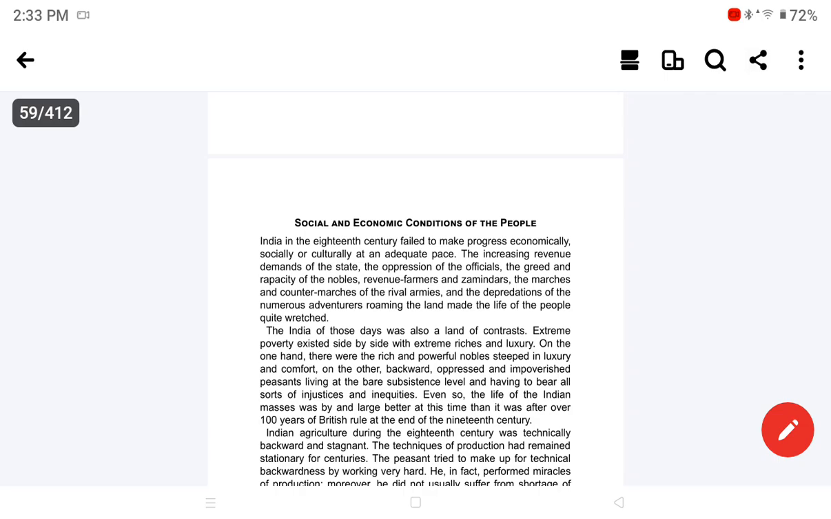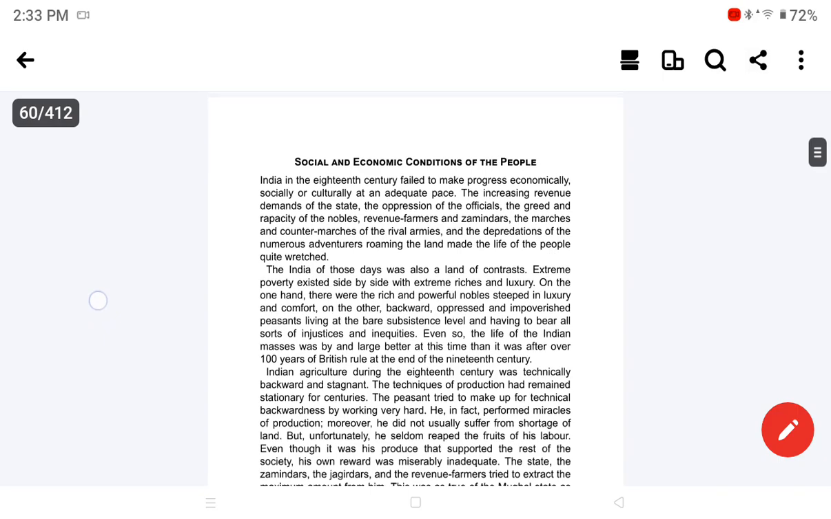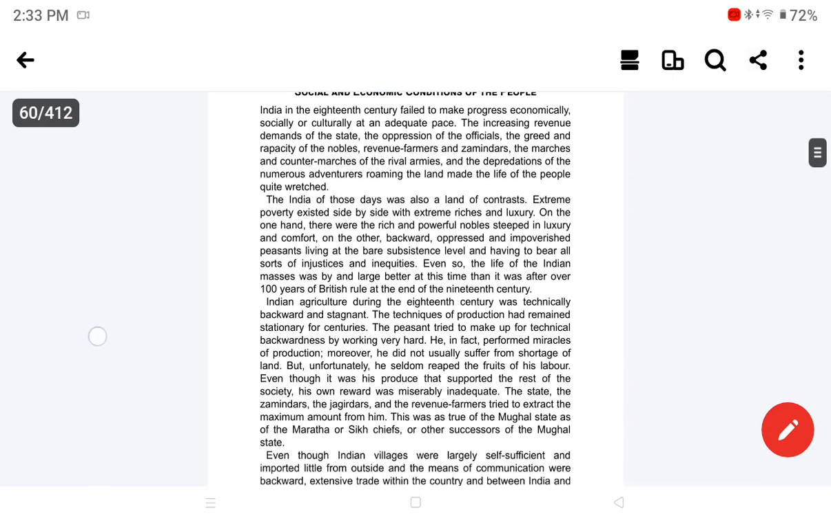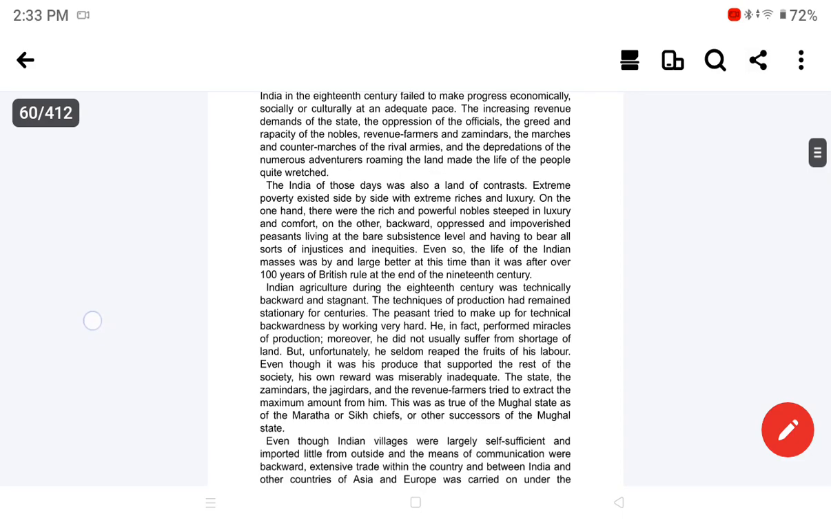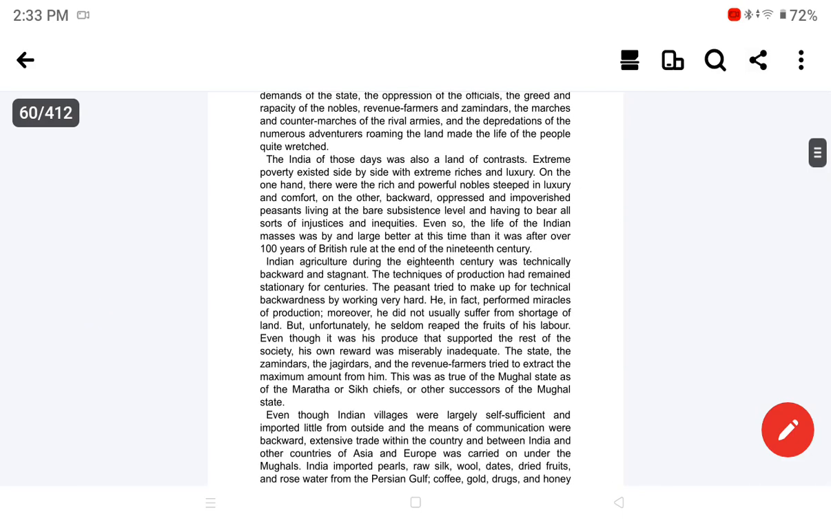India in the 18th century failed to make progress economically, socially, or culturally at an adequate pace. The increasing revenue demands of the state, the oppression of the officials, the greed and rapacity of the nobles, revenue farmers, and zamindars, the marches and countermarches of the rival armies, and the depredation of the numerous adventurers roaming the land made the life of the people quite wretched.